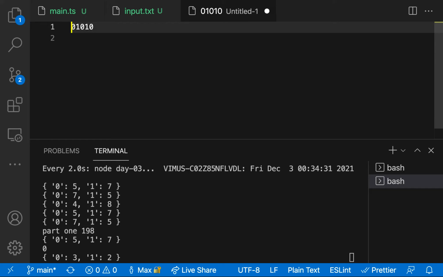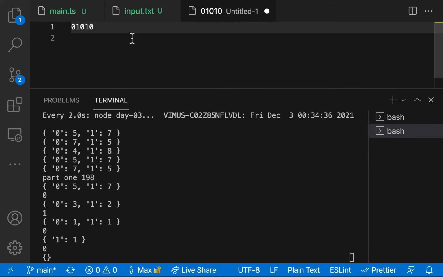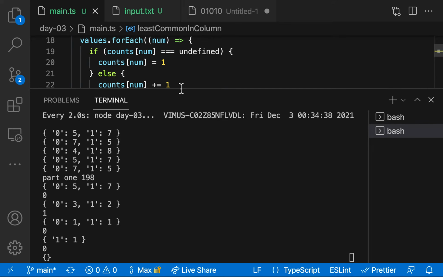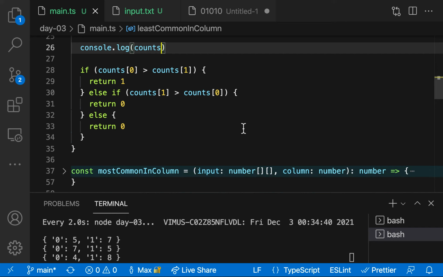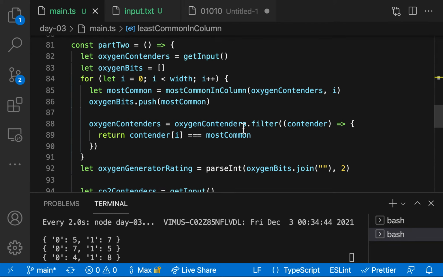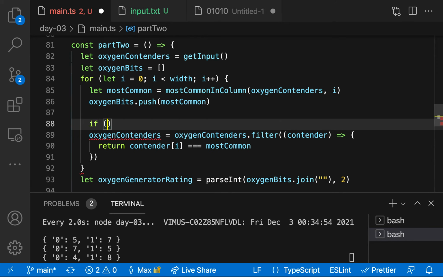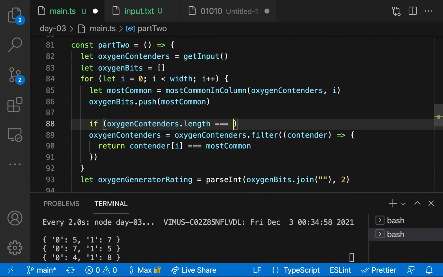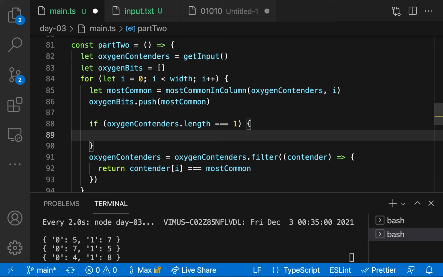Ah, okay, so the issue here is that at this point, there's just 1 left. And so I guess at that point, we are supposed to stop, but we kept going, and so maybe that's the issue. Right, so let's think about how to make it... I guess we can say if oxygen contenders dot length equal 1, do nothing.